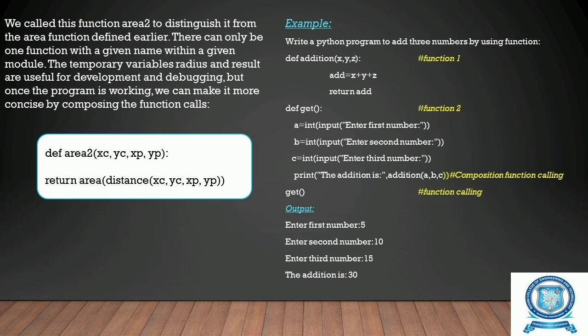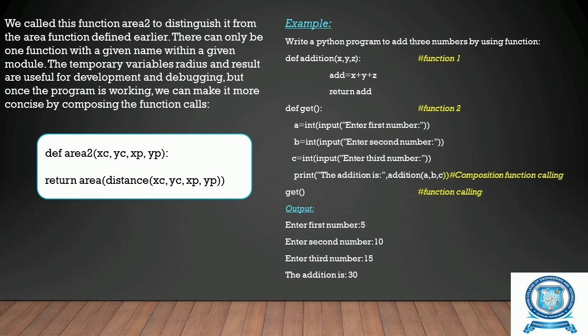So again we will use the earlier functions, result equal to area of radius, and return result. We can wrap these two steps into one function, as we get define area of xc, yc, xp, yp. So radius is equal to distance of that, and result is equal to area of radius, and we are going to return the result. Okay.